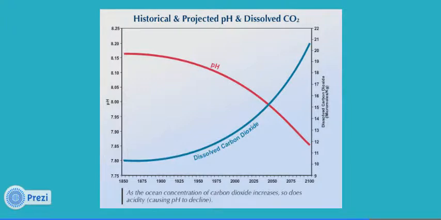Here's a graph for the projected pH and dissolved CO2 levels. Once again, as CO2 is increasing, pH in the world's oceans is decreasing.